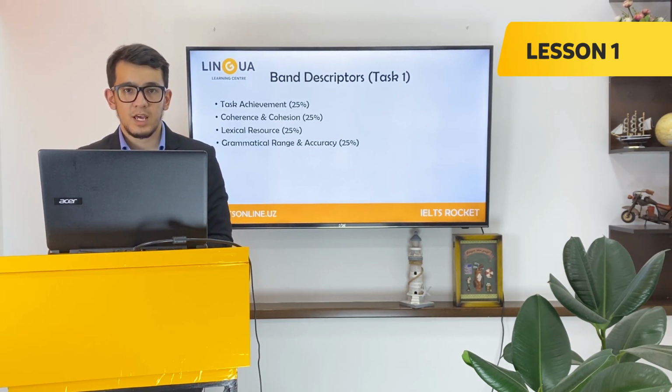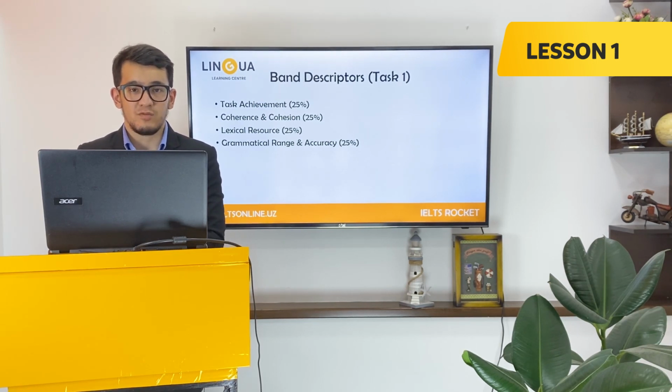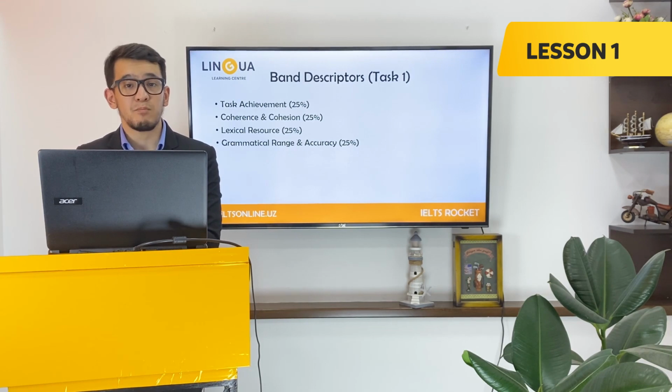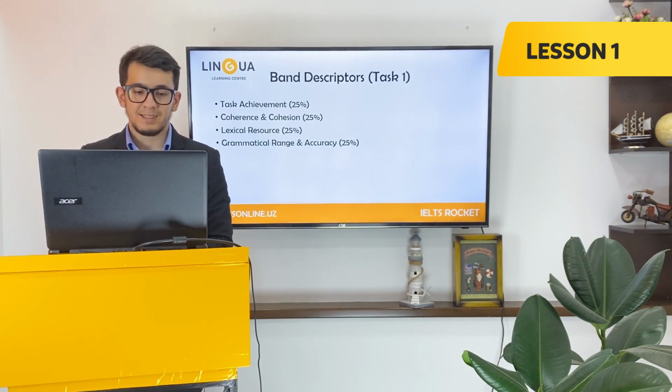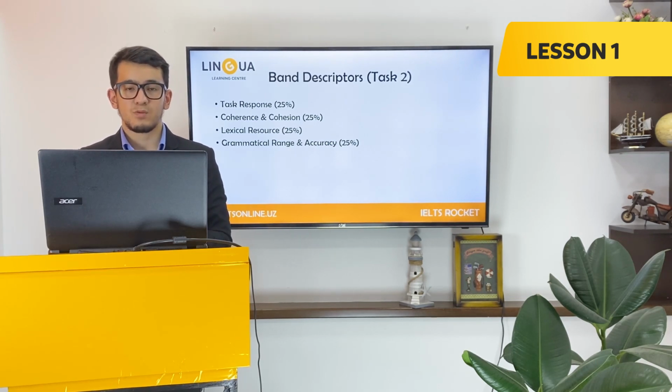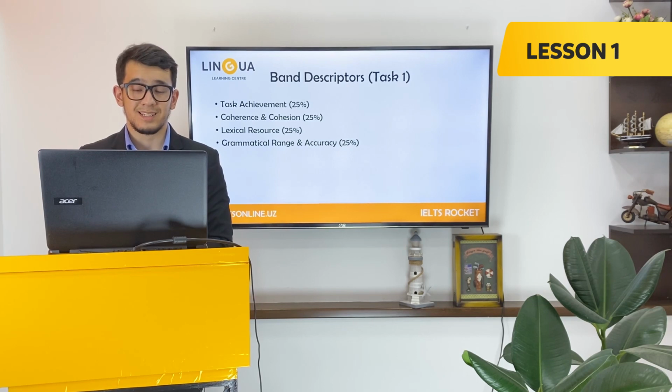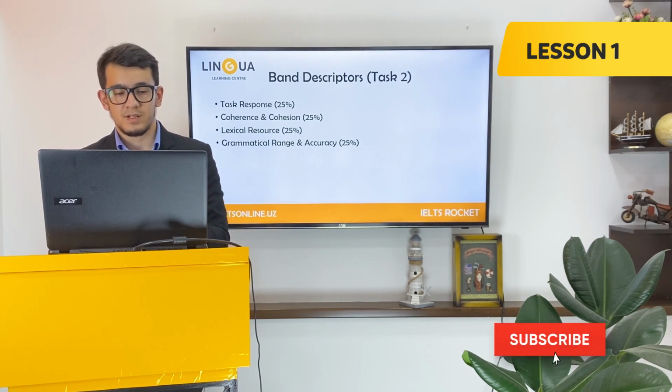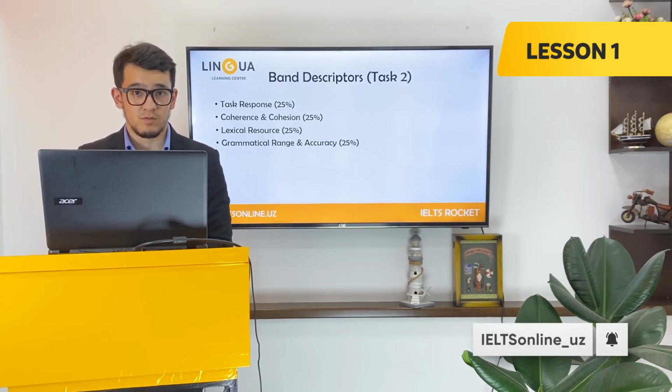In task 1, you are describing, you're writing about the visual information that you see. That's why it's going to be the task achievement, because if you provide the wrong numbers, let's say, then your task achievement is going to be low. But in task 2, you have the idea, you have the argument, and that's why it is a response. It is your answer to what you see. That's why we have the differences between task achievement and task response right here.